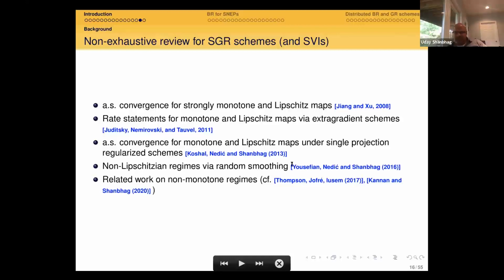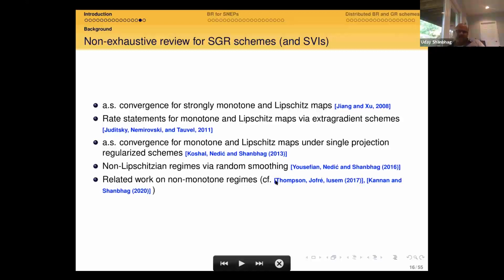And this motivated subsequent work with our next doctoral student, where we used random smoothing, or convolution-based smoothing, to smooth the objective, and then used that smoothing parameter together with step length sequences to deal with the lack of smoothness. We were also able to overlay a regularization parameter to deal with the lack of strong monotonicity. I should note there's been also recent work on dealing with non-monotone regimes in subclasses, not the most general class, but in various subclasses.